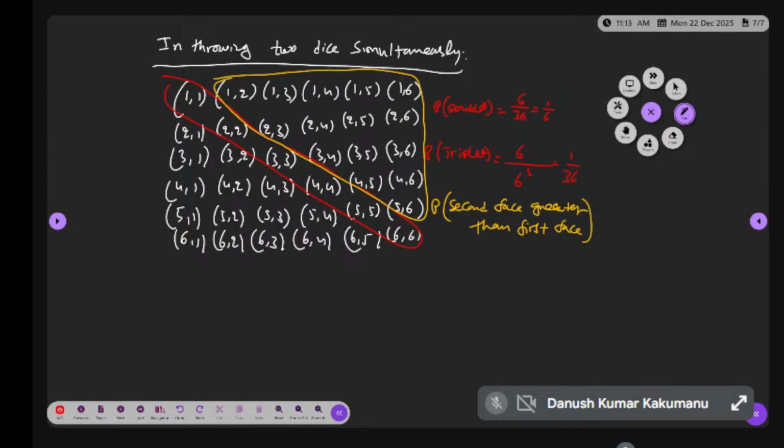Second phase greater than first phase is what the answer? 15 by 36. Is it clear, all of you? Second phase greater than first phase. Or, another way to ask this question, first phase less than second phase. You are understanding? First phase greater than second phase, in how many cases, is 15 by 36. Second phase greater than first phase is also 15 by 36.